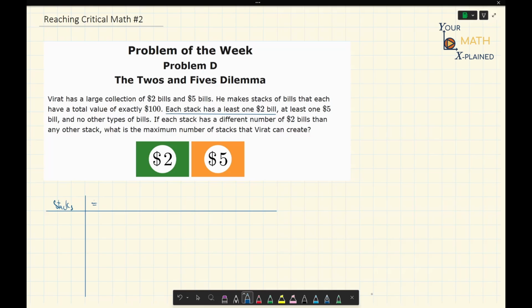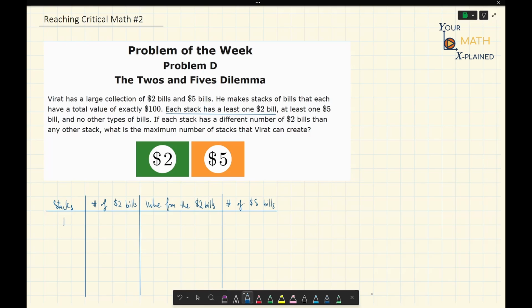The second column will be the number of $2 bills. The third column will be the value from the $2 bills. And then lastly, we need to make up the rest using our $5 bills. So it'll be the number of $5 bills. So we're going to name our first stack, stack number 1.